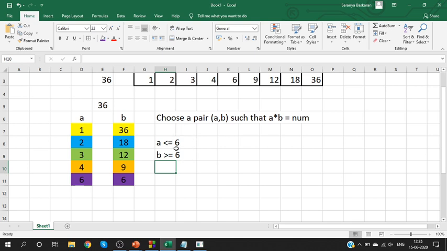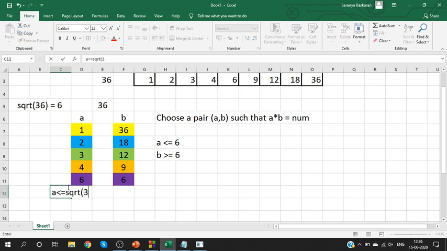So what is this 6? How is it related to 36? This 6 is nothing but the square root of 36. The square root of 36 will give the answer as 6, right? So what do you observe here? The values of set A are less than or equal to the square root of 36 and the values of set B are greater than or equal to the square root of 36. Is this clear?